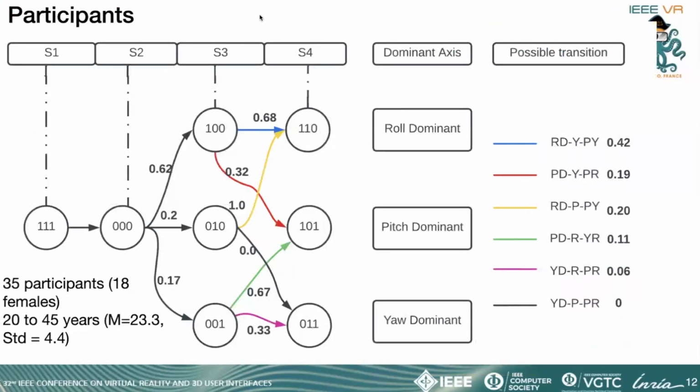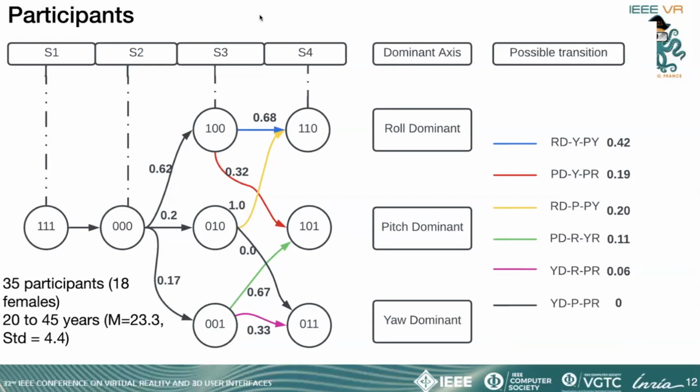Eventually, we have 35 healthy human subjects, 18 females, age range from 20 to 45 years, who completed all 4 sessions. Here we present the paths chosen by the participants. Each color indicates a selected path during the experiment, and the number represents the probability of the selected path by the participants. The first digit is the yaw axis. The second digit represents the pitch axis, and the final digit represents the roll axis.